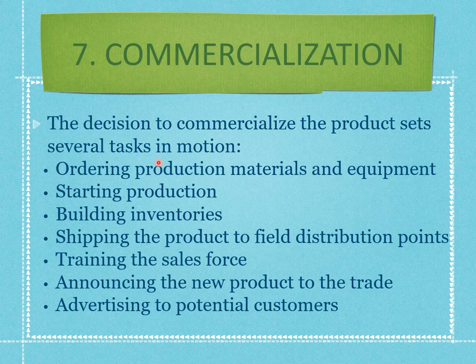It sets several tasks in motion, including ordering the production materials and equipment, starting your production, building inventories, shipping the product to field distribution points, even training the sales force so that they know what to say and how to sell the product, announcing the product to the trade, meaning making an announcement, and launching your advertisement to the potential customers. So those are the 7 steps in the product development process.